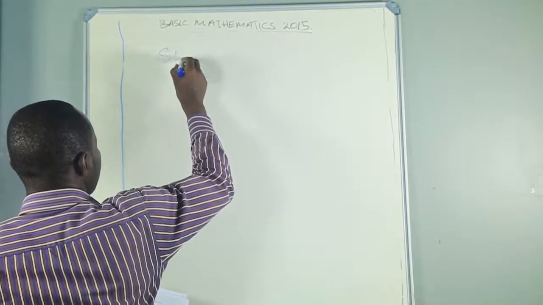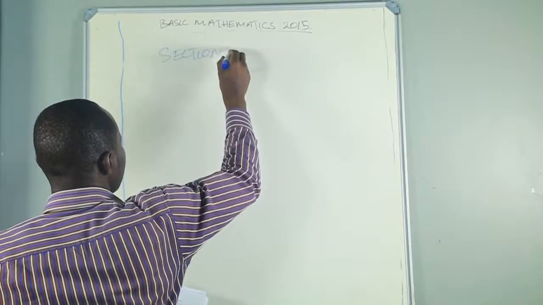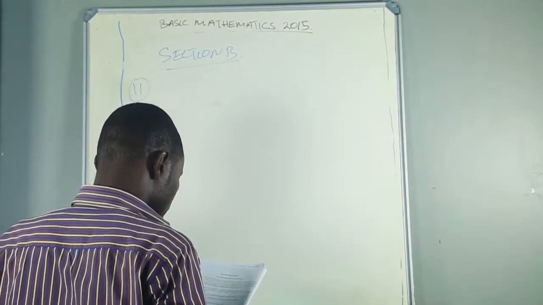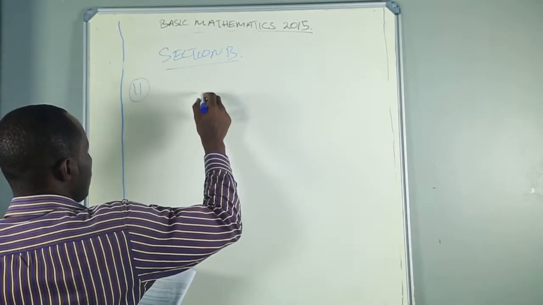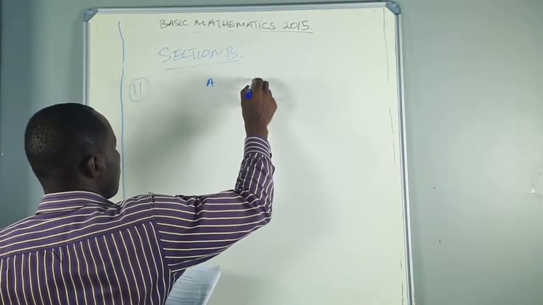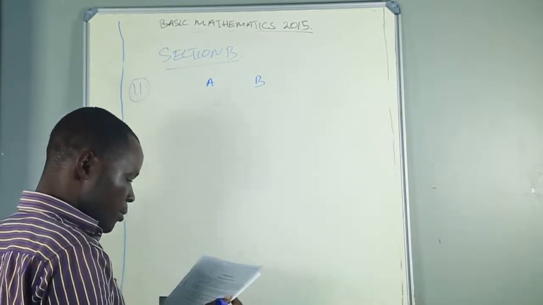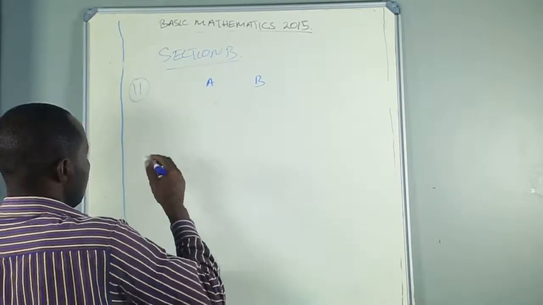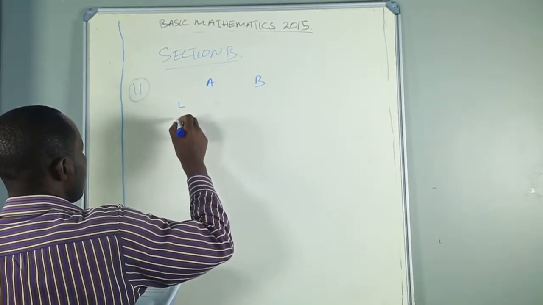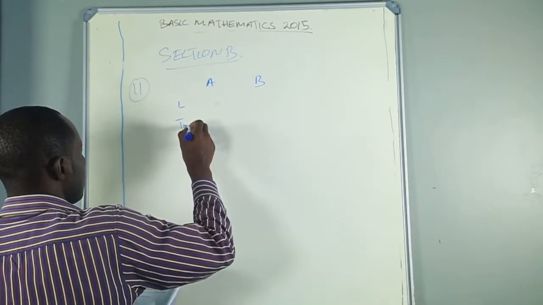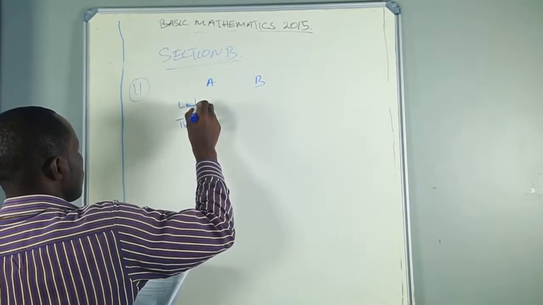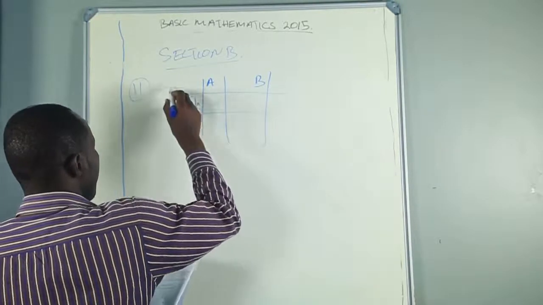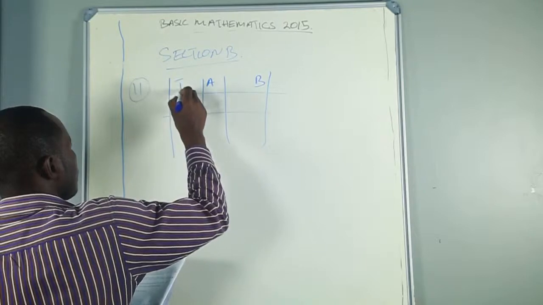So section B, question number 11. We have type A and type B, then we have meters, length, and time. So length, this is time, this is time, length. This is type.